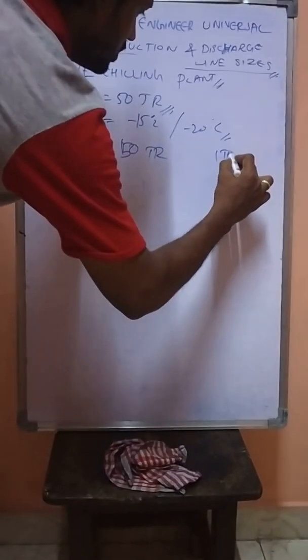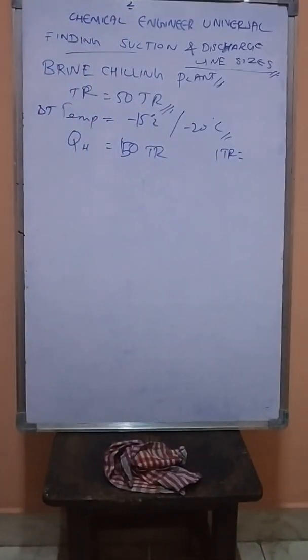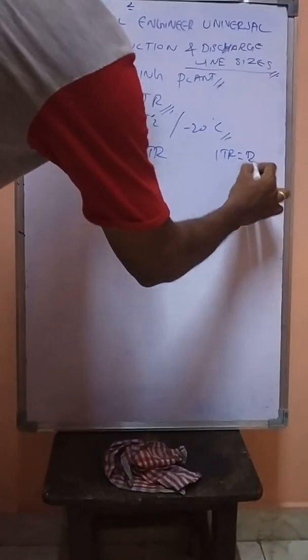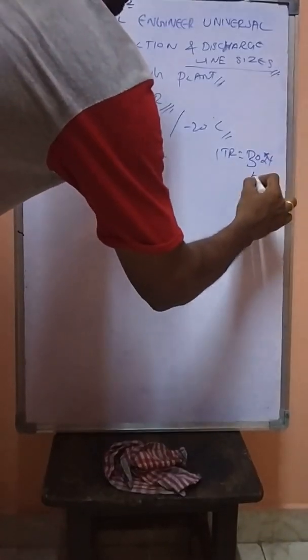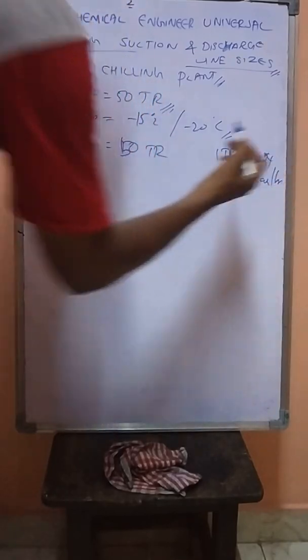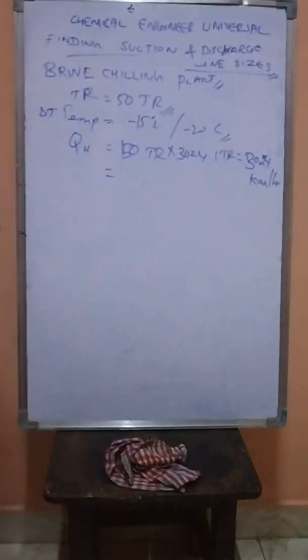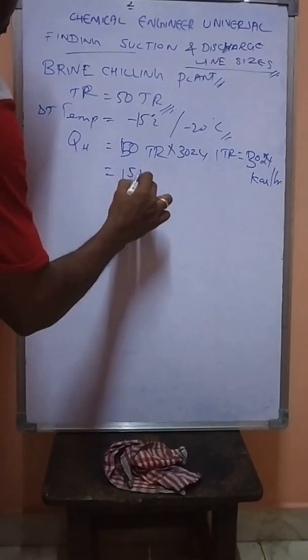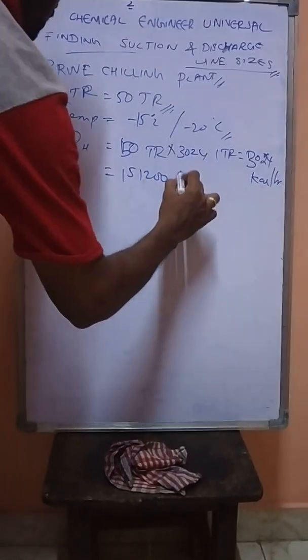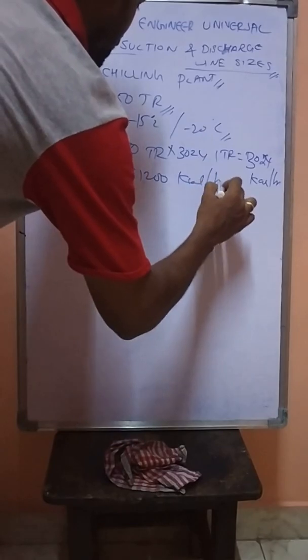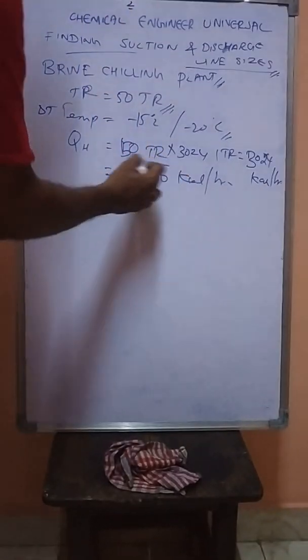So 1 TR is equal to 3024 kilocalories per hour. Based on this constant, just multiply this with 3024. So you will get the value of 151200 kilocalories per hour. So this is the total heat load we have.